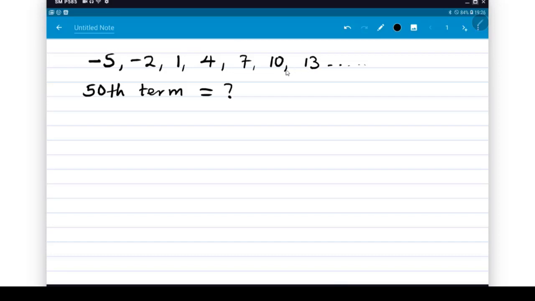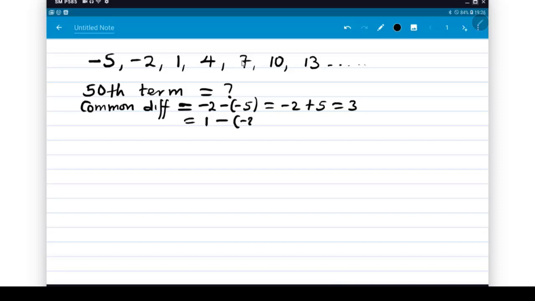Or again, you can decide to use the formula. So our common difference will be equal to the second term minus the first, which is going to be minus 2 plus 5, and that is 3. Or the third term minus the second, that is 1 plus 2, same as 3. Or the fourth term minus the third, which gives us 3. So it shows you are getting the same thing.